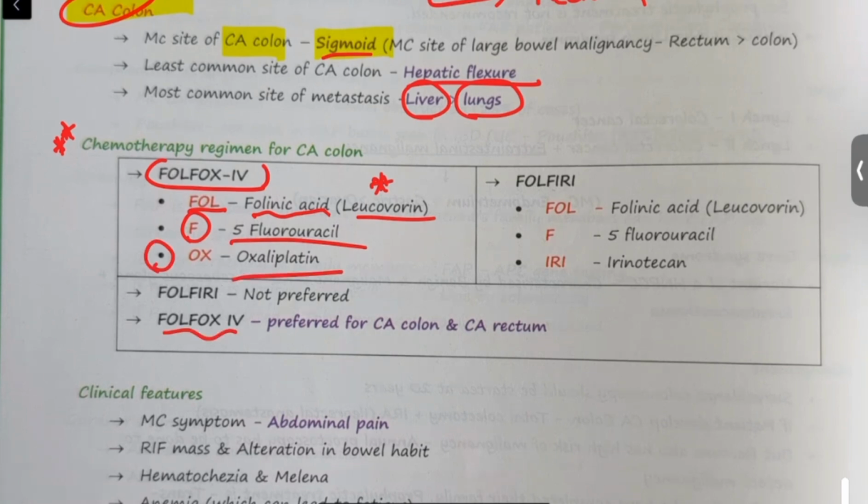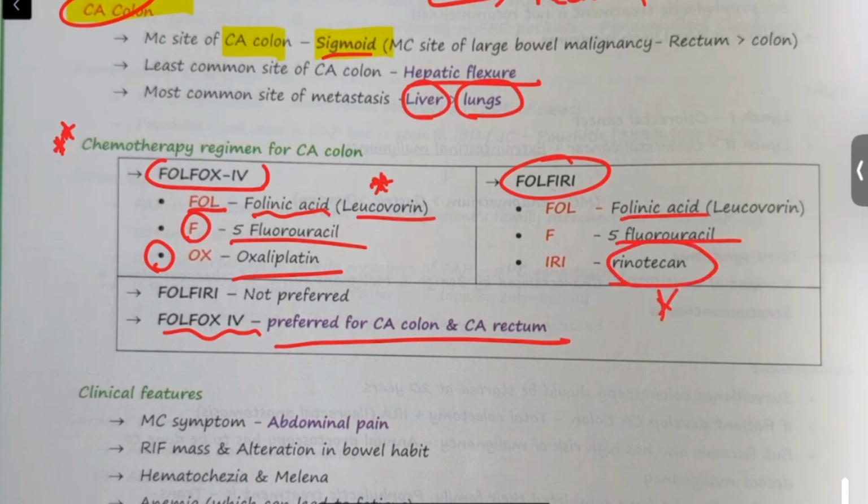This FOLFOX IV is preferred for CA colon and CA rectum, and FOLFIRI, this was earlier used, that is folinic acid, 5-fluorouracil and irinotecan was used. Now this irinotecan is not used and oxaliplatin is used, and this is used for both CA colon and CA rectum.